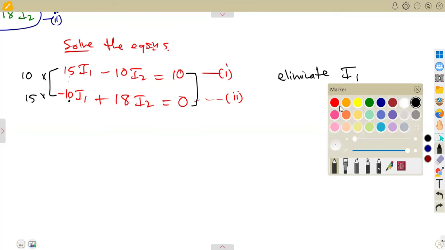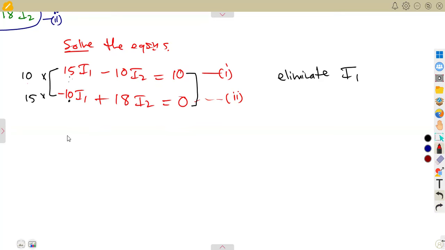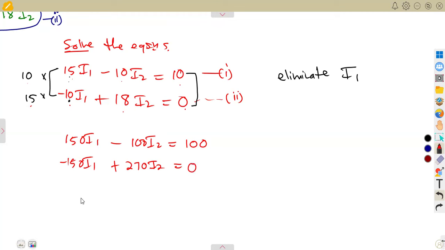So this means you are multiplying 10 times 15, which is 150 I1. 10 times minus 10, minus 100 I2. 10 times 10, which is 100. 15 times minus 10, minus 150 I1. 15 times 18, that's positive 270 I2 is equal to 15 times 0, that's 0. So you want to eliminate, you want to get rid of I1. You can see that the I1 coefficient is the same.